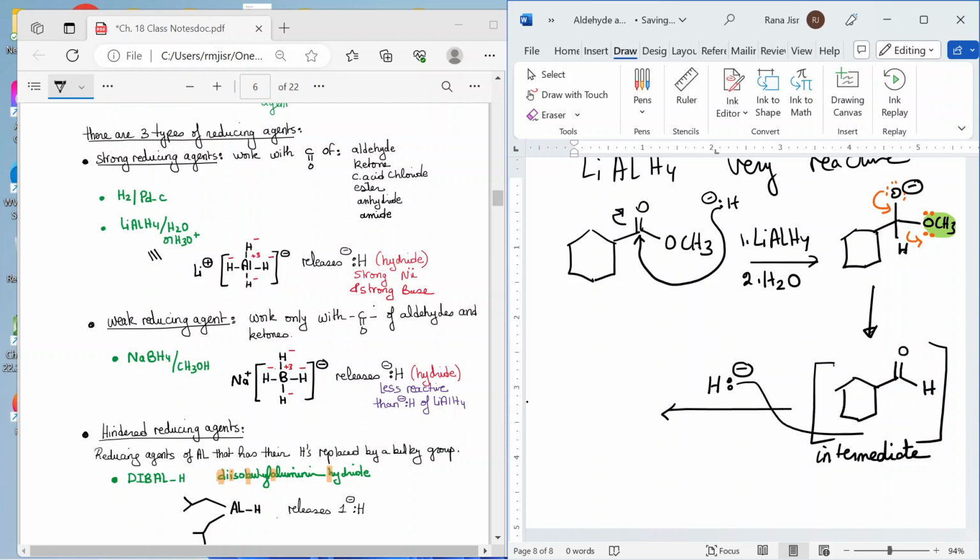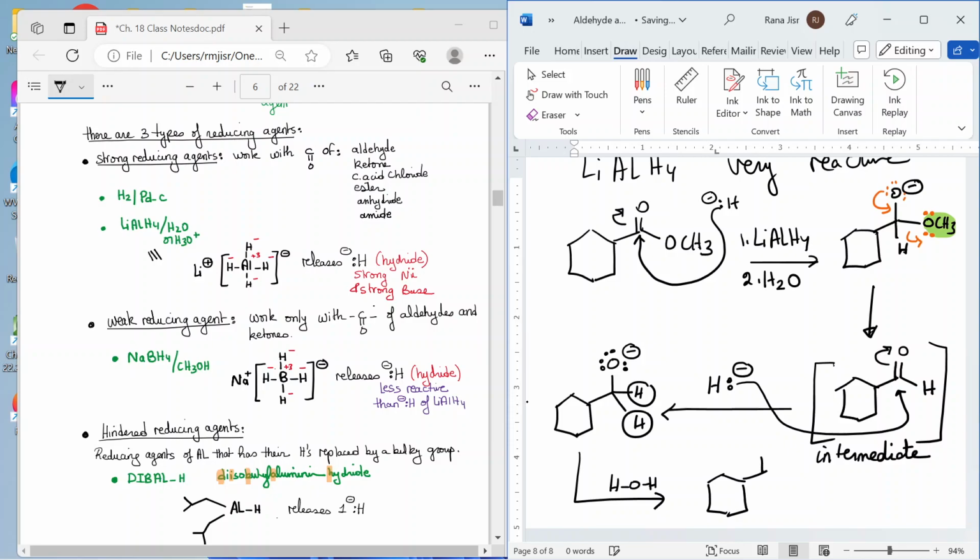That hydride is going to attack the carbon, form a negative charge on the oxygen, and you are going to get your negative charge here. In this case, you have added these two hydrogens, each one of them coming from the addition of the lithium aluminum hydride. The final step is protonation with water, and you're going to end up getting your primary alcohol. So always the product is going to be a primary alcohol no matter what with these strong reducing agents. With lithium aluminum hydride, you're going to immediately get your primary alcohol.